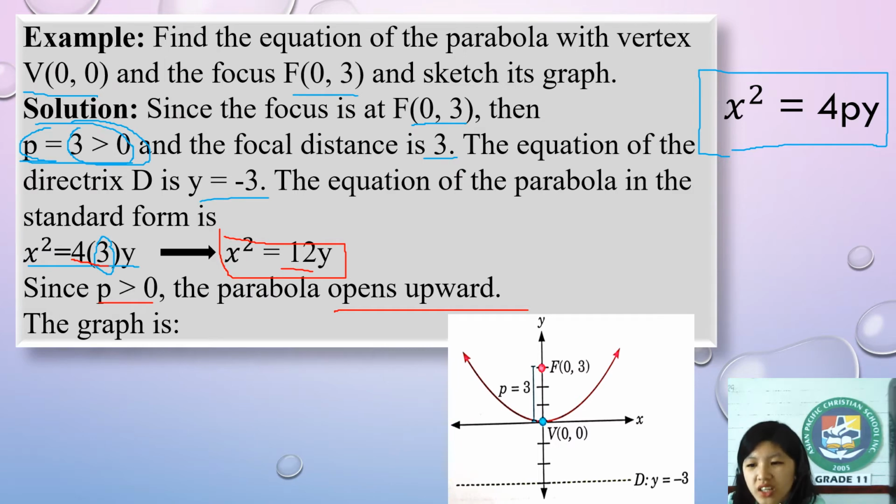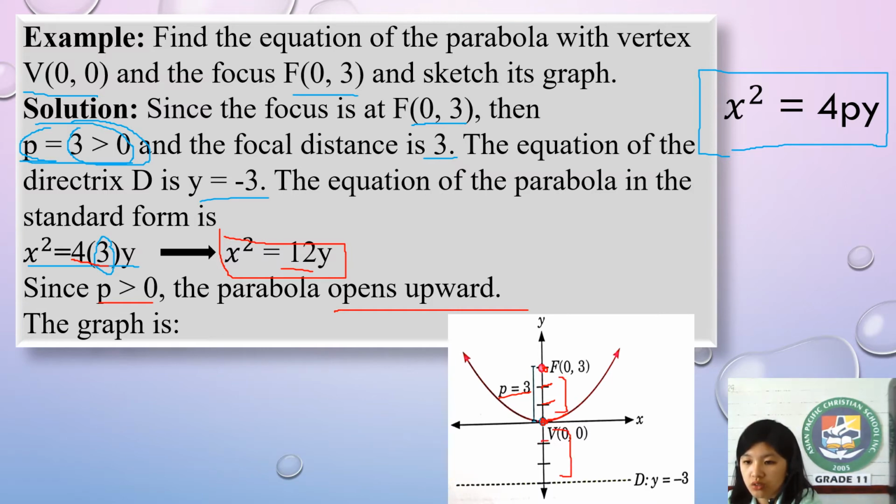So, paano nangyari yan? Since ang vertex natin ay nasa origin, then ang focus natin ay point 0 and 3. Sabi ko laging nandun sa inside ng parabola yung ating focus. Then, magbibilang ka kung ang P mo ay 3. Bakit 3? Bilangan natin 1, 2, 3. Then, magbababa ka rin ng 3 kasi equal ang distance nito dito.